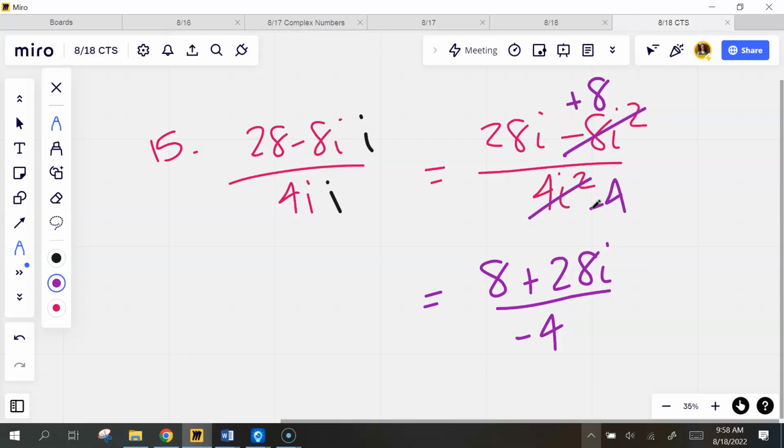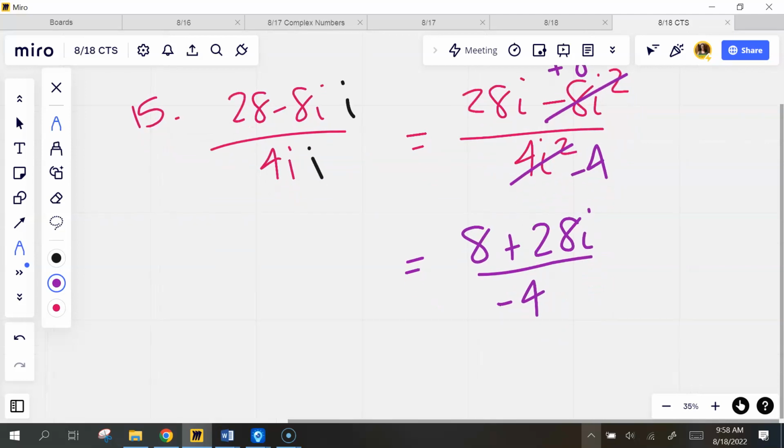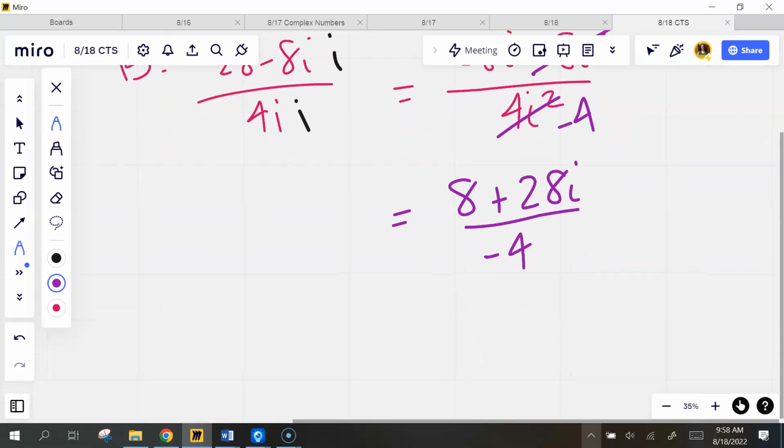Now, some of you may have simplified this further. Did anyone simplify this further? What did you do? I got divided by 4. You could divide everything by 4, but if you do it, it has to be everything, and I would do -4. -2 minus 7i. That's the answer.